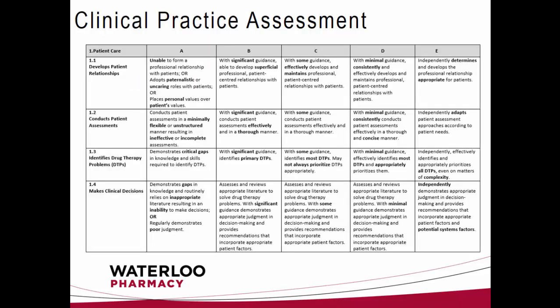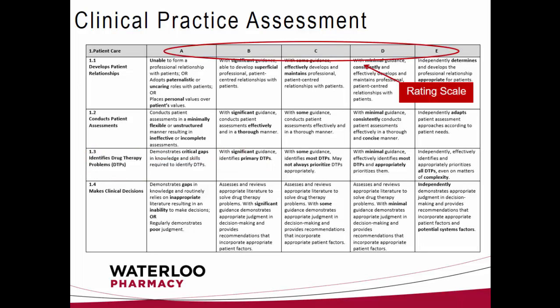This slide shows the first page of the assessment tool. The heading in the top left corner is the domain. There are 5 different domains to be assessed. The row headings in the leftmost column are the elements of the domain. These elements are specific to each domain.